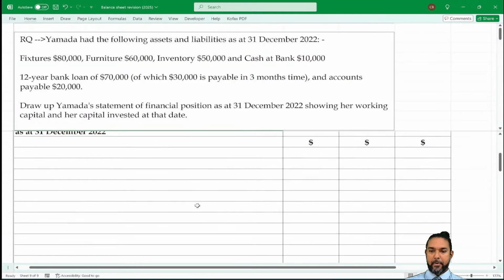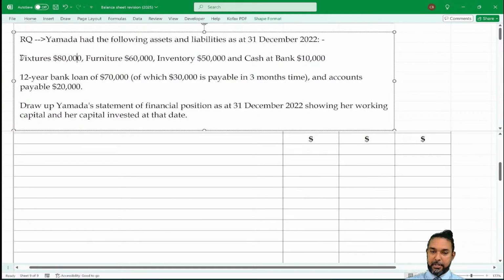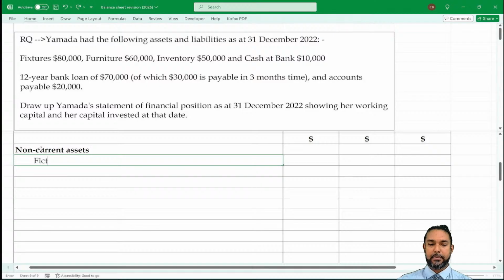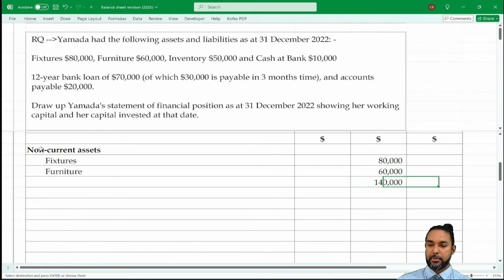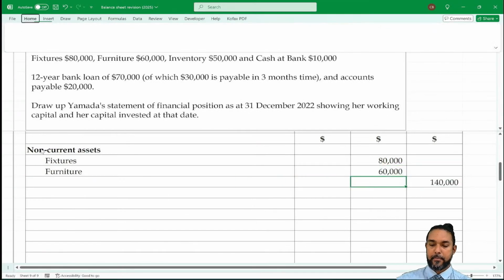Okay, right. So we're going to start with the non-current assets. What are the two non-current assets we have, ladies and gents? Fixtures and furniture. So we're going to start there. We have non-current assets, so we have fixtures, value there. Now we're doing the working capital format. Even if you want to put the non-current in this column, that's fine. I just don't. And furniture, our 68,000. Add those two together, get a total for non-current assets.